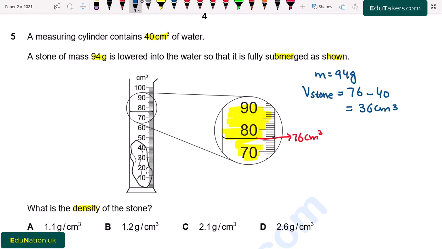Next we have to find out density. So density will be equal to mass per unit volume. Mass is given, 94, divided by volume, 36. So the value of density will be equal to 2.6 gram per cubic centimeter. So here option D is correct, which shows the density of the stone.